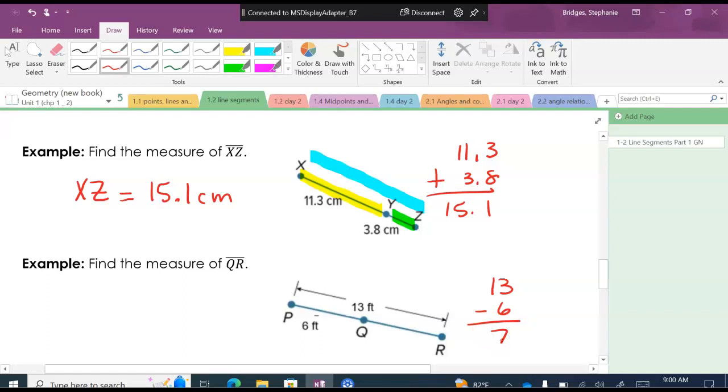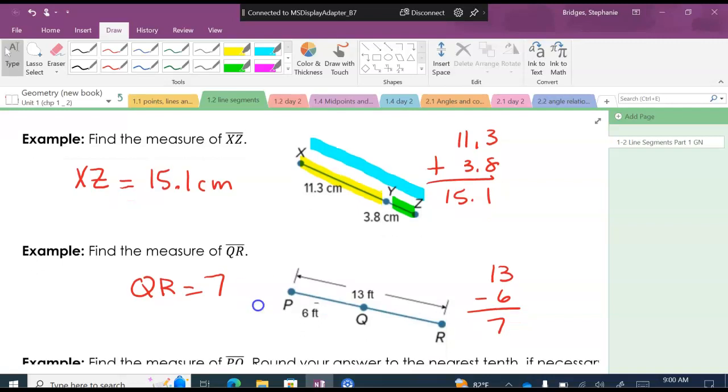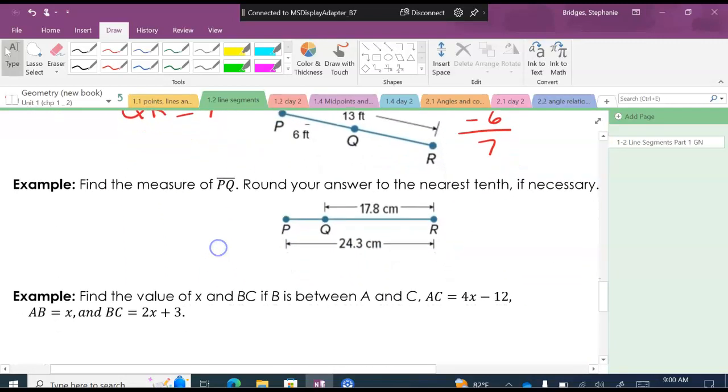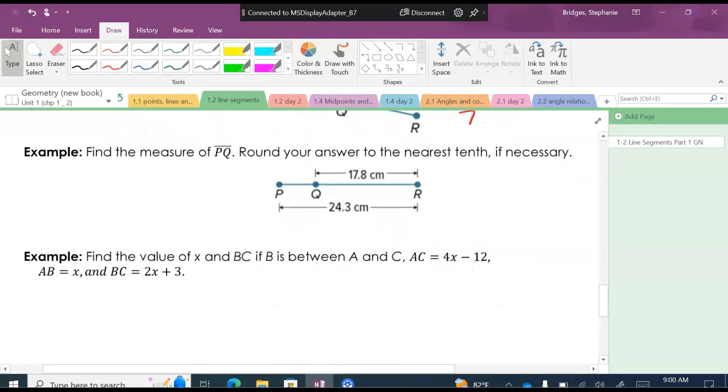Is it? Yep. Give me just a minute. Let me try to write this. Whoops, that's not what I want to write. So the length of QR is 7. You can just put 7. I'm just showing you how everything's represented. All right, I want you to go ahead and try the next one. Try that next example. Pay attention to your picture.